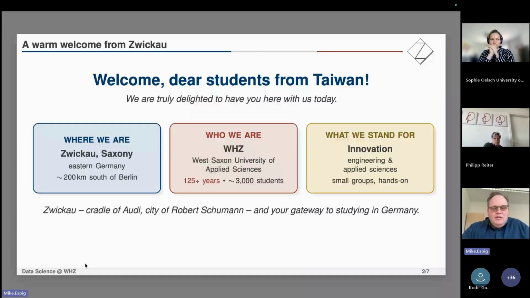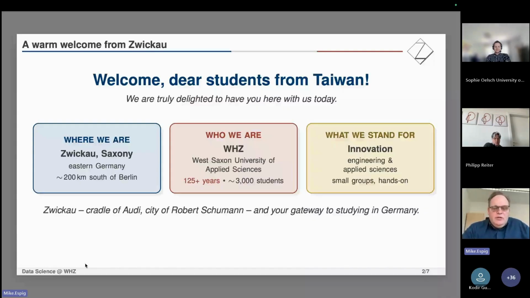We have more than 120 years of science and research tradition, especially in engineering. And today we have around 3,000 students from around the world in 8 faculties. We stand for innovation, engineering, applied science, small groups, and hands-on learning.